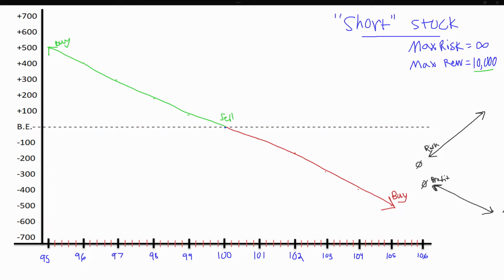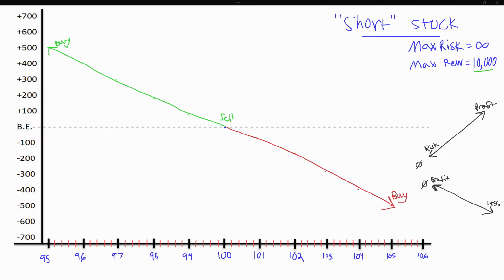But you can see how the short stock risk graph always goes that way. If the stock is going up, you are losing money, right? This is a loss. If the stock is going down, you're making money. When you buy stock, it's the opposite. Stock going down, you're losing. Stock going up, you're winning. So your profit and your loss, your risk and reward, move in opposite directions in that fashion.